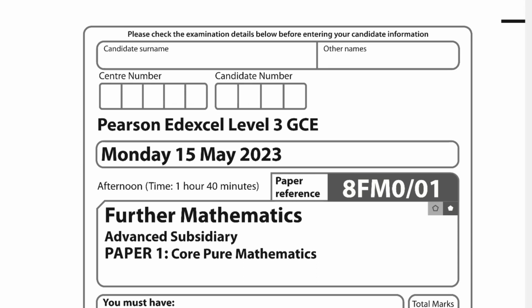This is the Edexcel AS Level Further Maths Paper 1 from the 2023 series, and this paper will cover the Core Pure section.